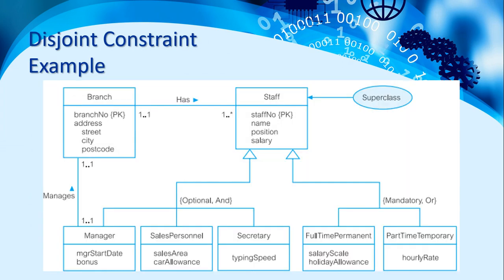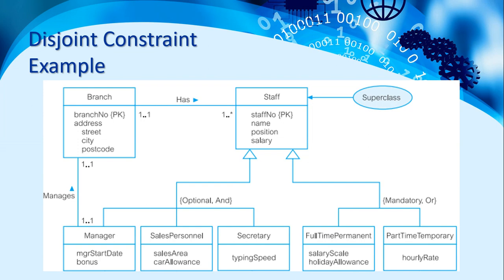So going back to the example, if the subclasses are disjoint, then an entity occurrence can be a member of only one of the subclasses. To represent such a disjoint instance, we put "or" next to the participation constraint within the curly brackets. For example, in this figure, pointing to this "or", the subclasses of the contract of employment specialization/generalization are disjoint. Which means that a member of staff must have a full-time permanent or a part-time temporary contract, but not both.